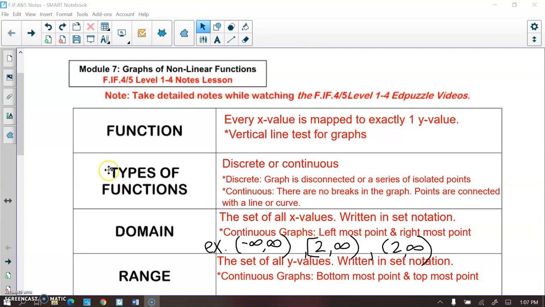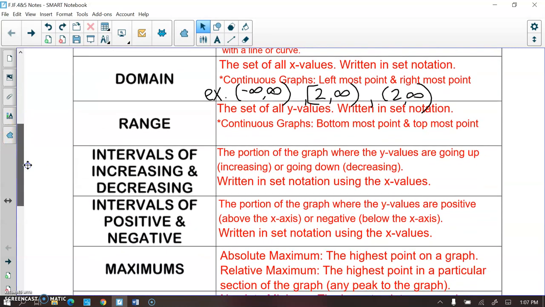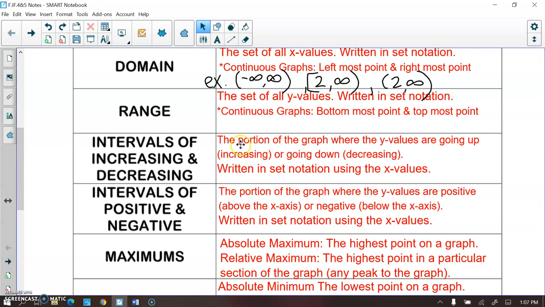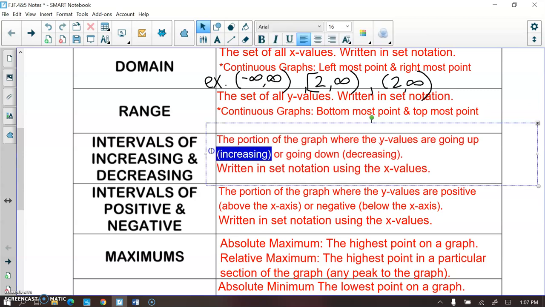Okay, so we're going to talk about intervals of increasing and decreasing. These are the portions of the graph where your y values are going up and down. When your y values are going up, we say that it is increasing, and when they're going down, we say that your y values are decreasing.